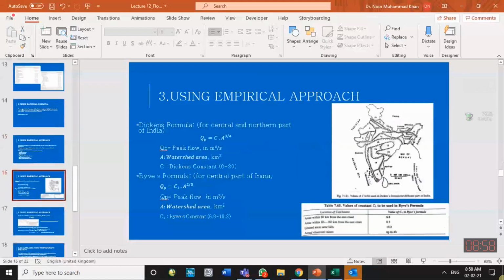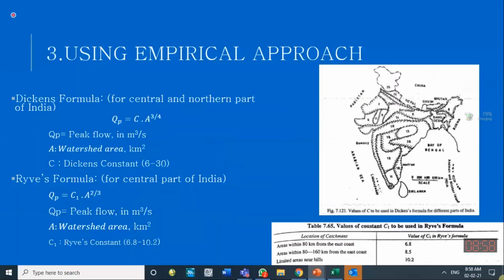For example, for India, there is a formula known as Dickens formula. Q is equal to Q peak, peak flow, is equal to a coefficient times area power 3 by 4. Now this formula is not good for anywhere in the world. This is only good for the central and northern part of India, and C values are proposed by Dickens in the form of a map over here, right hand side.